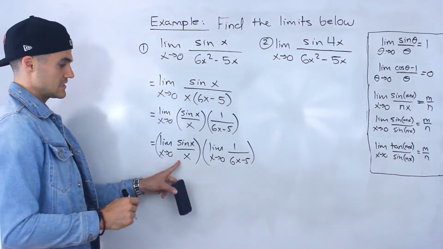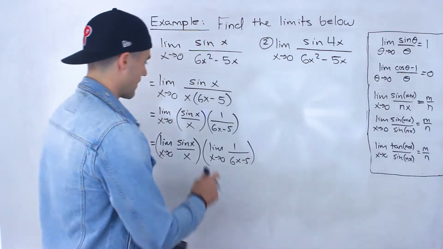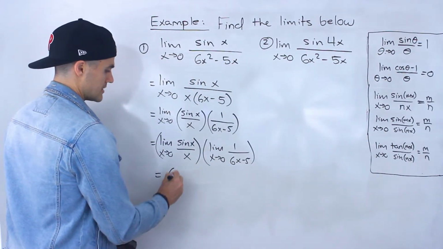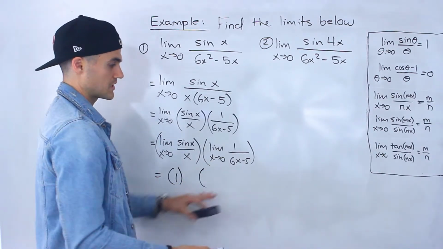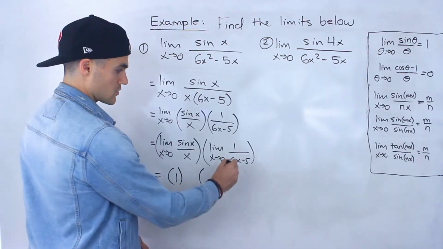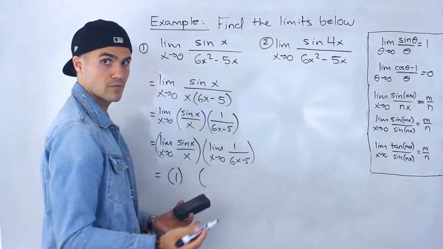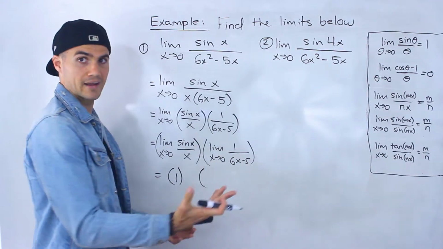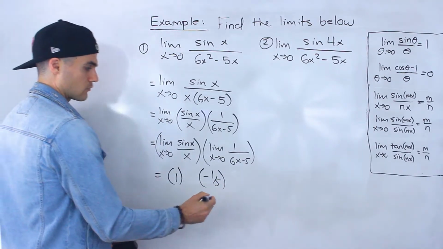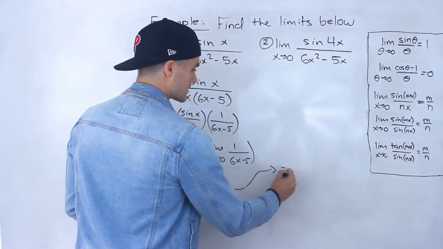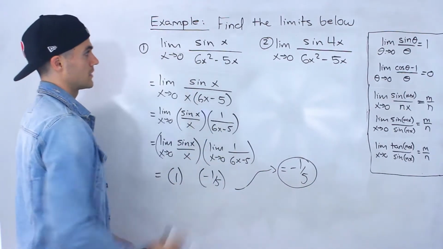Now notice that this is the exact same as this, so we know that this limit here is equal to 1. And for this one, we can just do a direct substitution because the denominator won't be 0. If we sub in 0 for x here, we'll have 1 over 0 minus 5, which is 1 over negative 5, which is just negative 1 over 5. Then 1 times negative 1 over 5, and the final answer ends up being negative 1 over 5 for this limit over here.